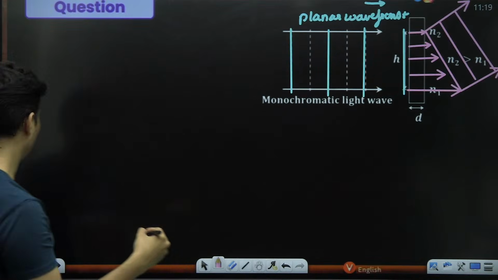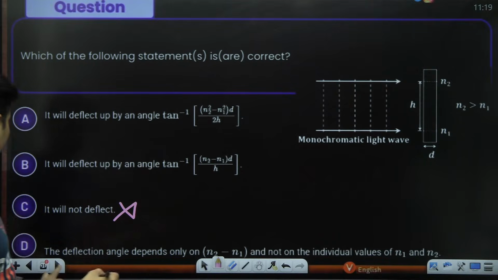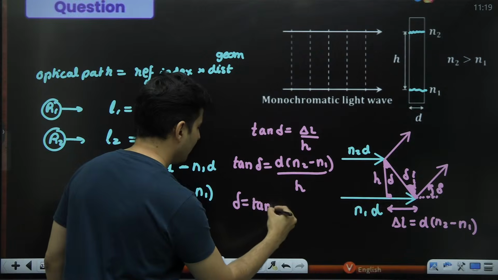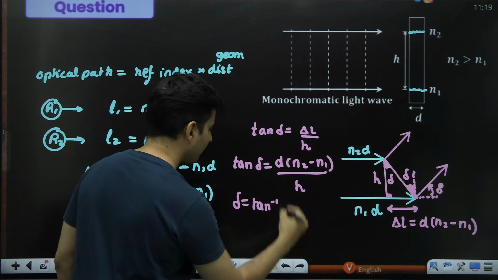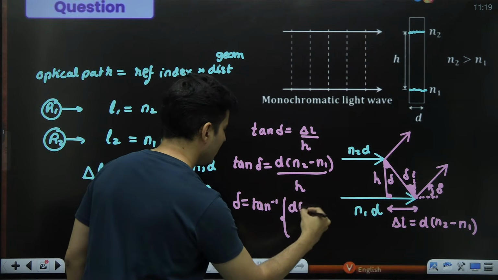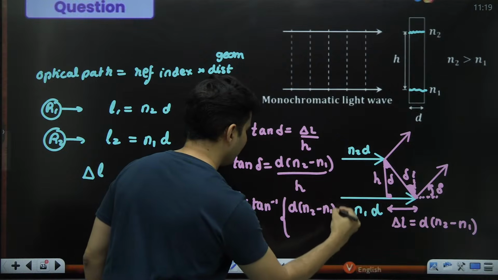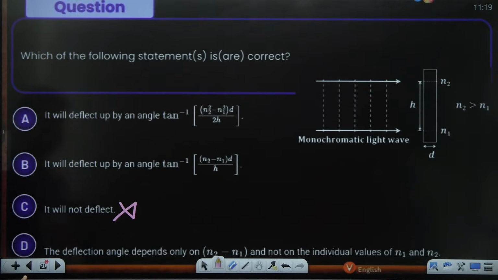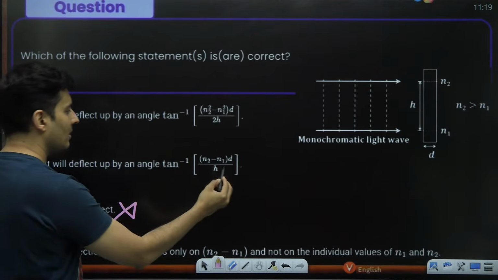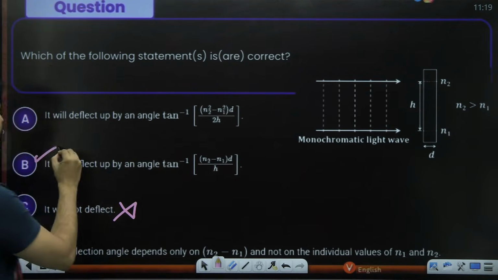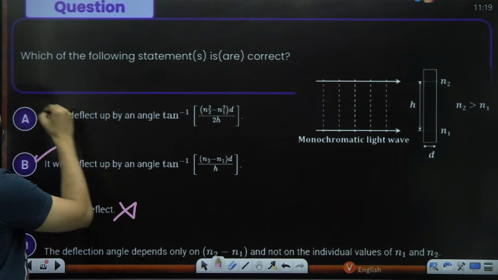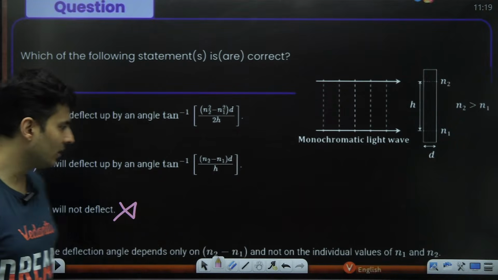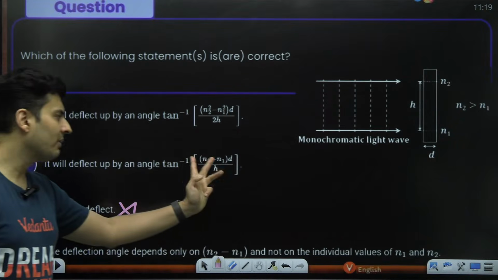I think some tan was there somewhere. Oh, tan inverse was there. I can see that. So therefore, delta is tan inverse of d into n2 minus n1 upon h. So now observe this. Yes, this is correct. It will deflect by n2 squared minus n1 squared. Wrong. The deflection depends on the difference and not on the individual values. Correct. Whatever is the difference matters.